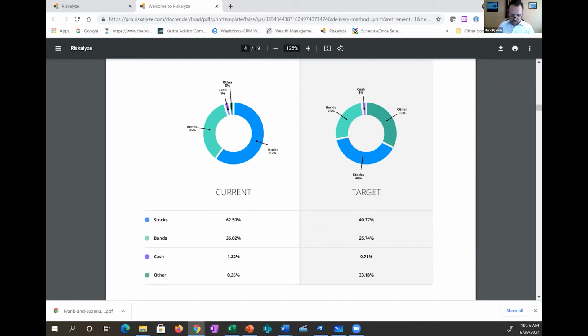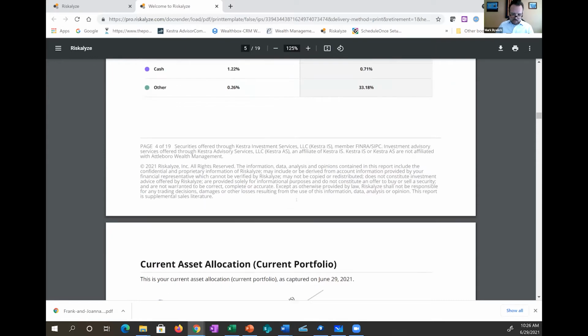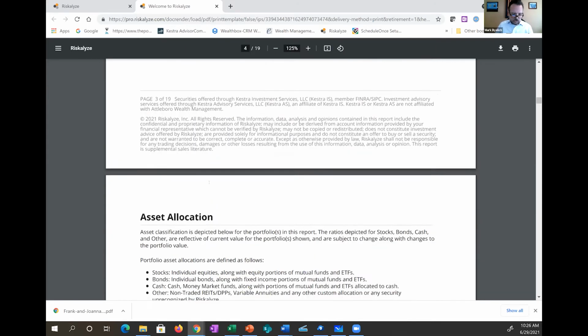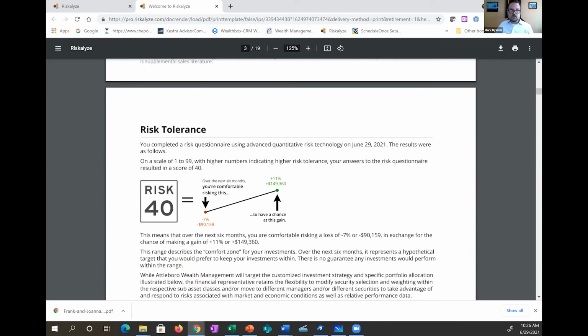The target would be just to reduce that risk down to 40. So this is a risk-adjusted asset allocation strategy. 40% stocks, 25% bonds, and then this other might be some real estate exposure. But in our case, this is going to be principal protection. So we're going to see the effect of this risk-adjusted. So this is where they currently are. Remember this 40. They said this is what they're comfortable with.